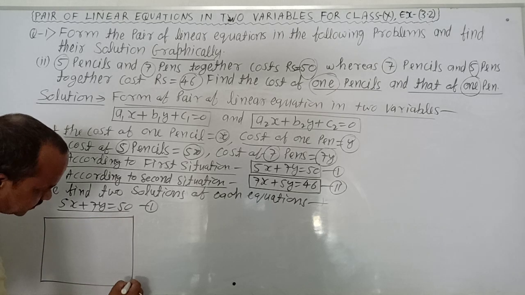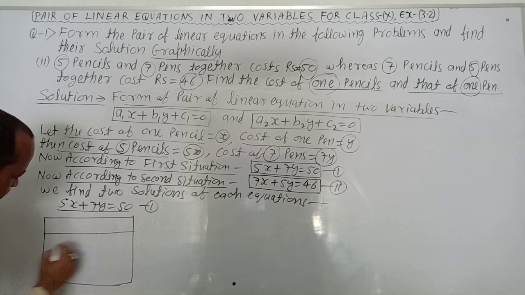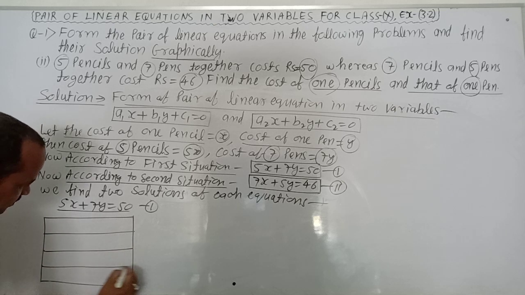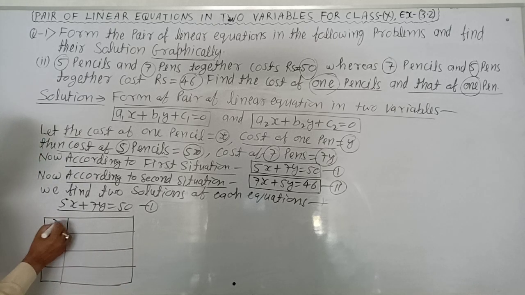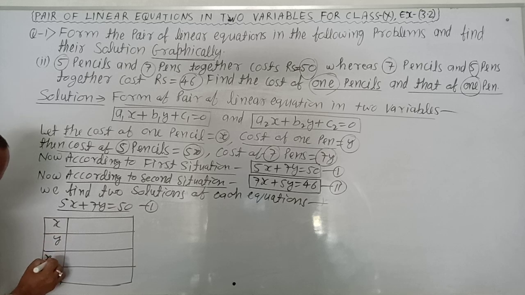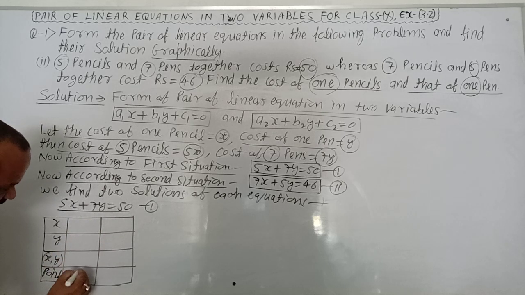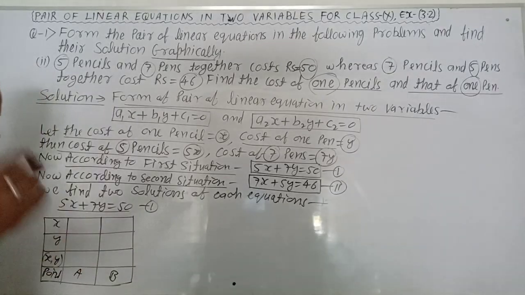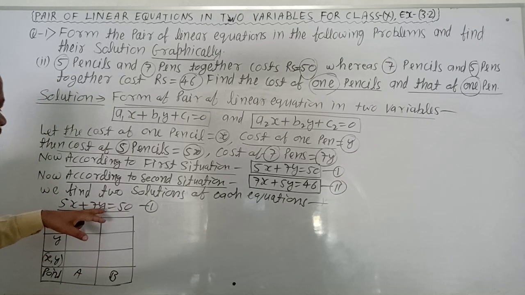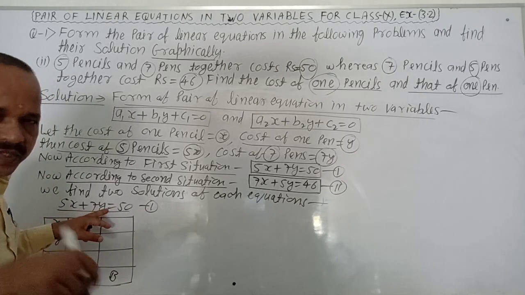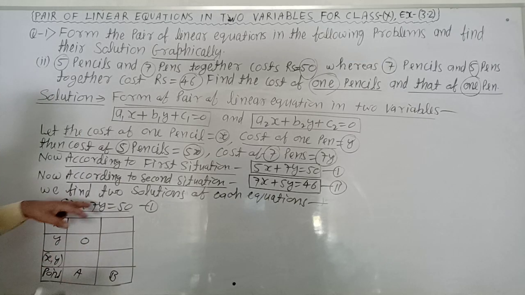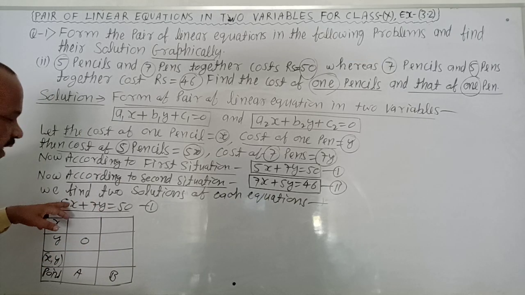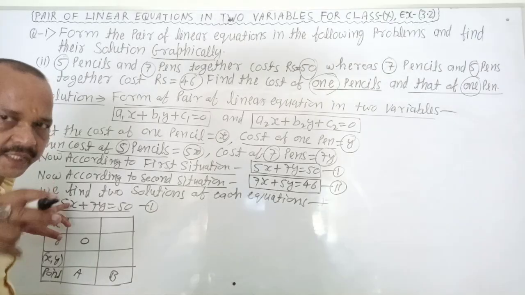Here xy points, here A and B. It is clear? Here you can put the value of y as 0. It becomes 0. Here you can put the value of x as 10.